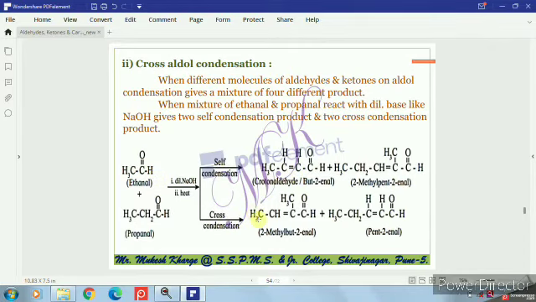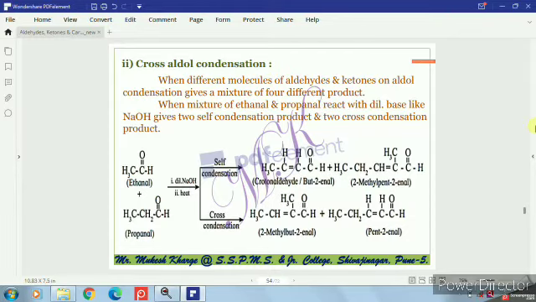So when two different molecules of aldehyde containing alpha hydrogen undergo aldol condensation, we get a mixture of products, two with self condensation and two with cross condensation. Okay, so this is about the aldol condensation.